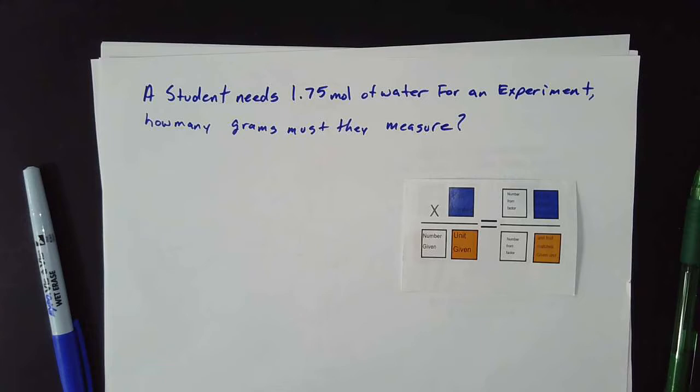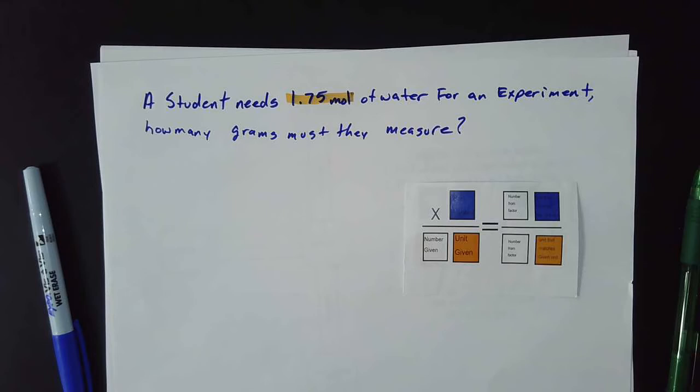Which do you think is given? A value given? 1.75. There's a number there, right? So this is what they give you. Notice how I highlighted it in orange here. Now it looks just like this.